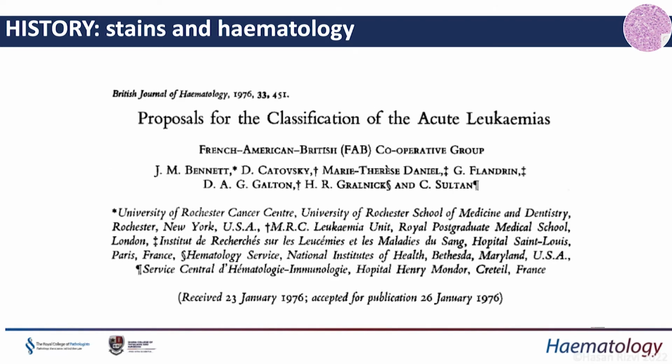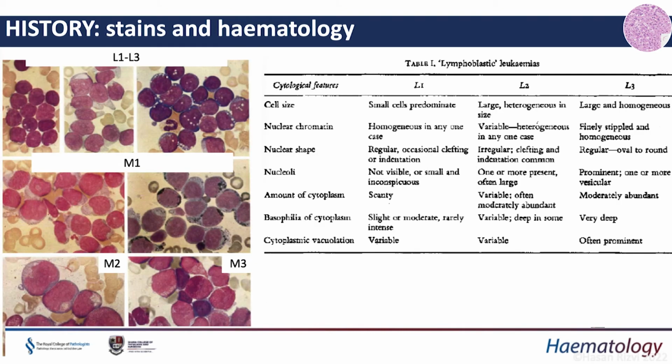And this is the original paper that was published. Daniel Catovsky, who's the second author on here, is based at the Royal Marsden. And there were contributions from around the globe, as the name suggests. They came up with this classification, which was based mainly on cytological features, but also for the first time, cytochemical stains were recommended. So this is where the importance of cytochemical stains was first highlighted in a published classification.